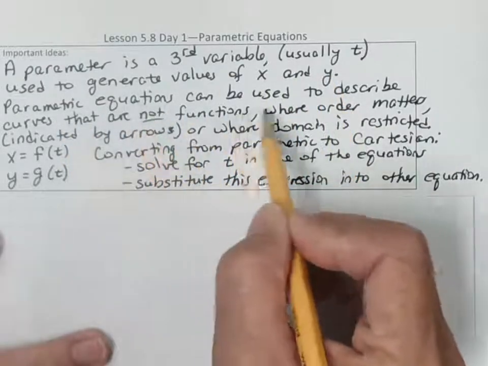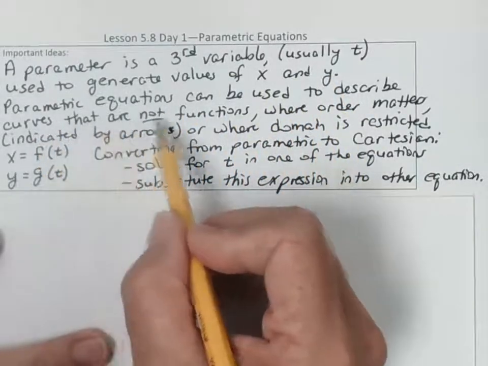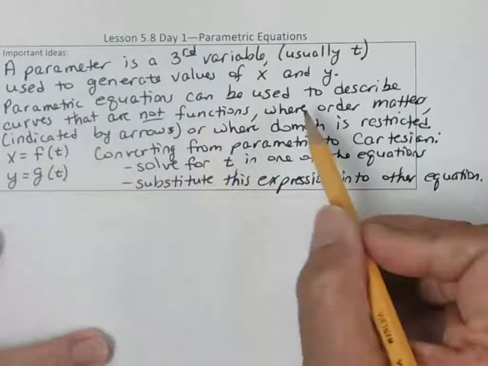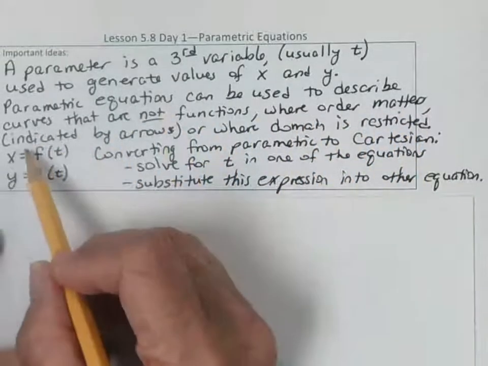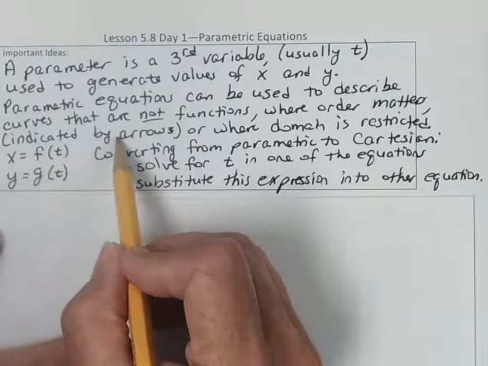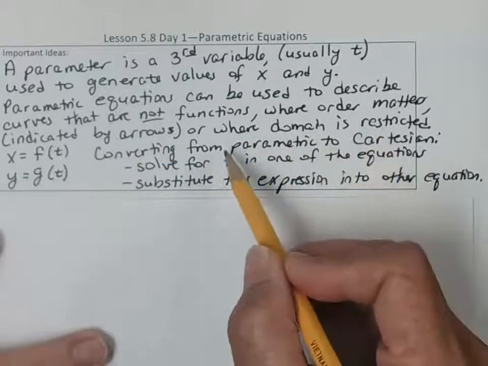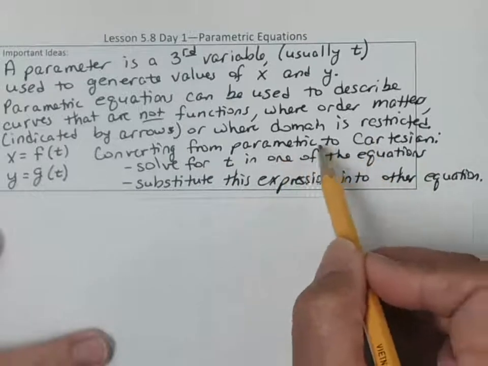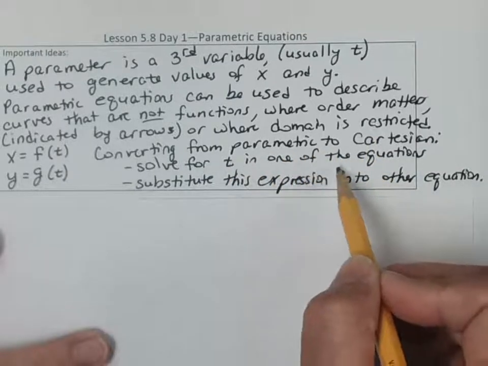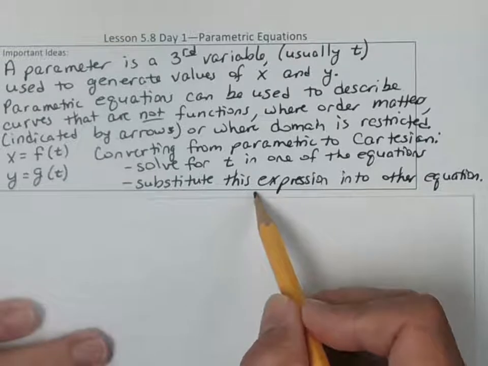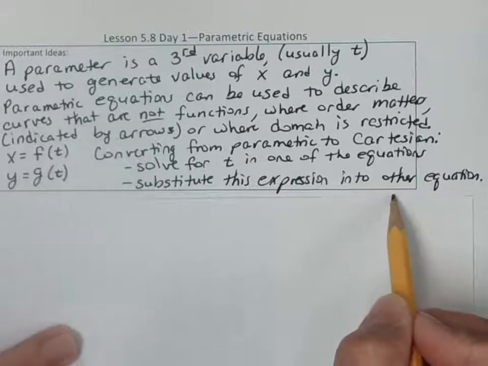Parametric equations can be used to describe curves that are not functions, or where order matters, and we indicate that by the arrows, or where the domain is restricted. Converting from parametric to Cartesian, we solve for t in one of the equations and substitute this expression for t into the other equation.